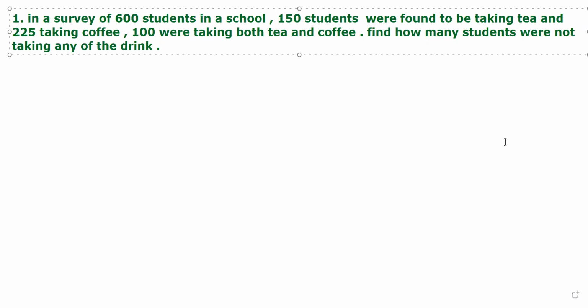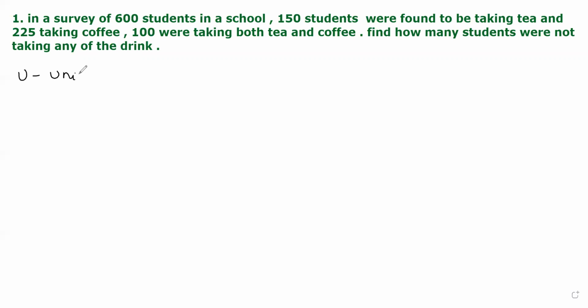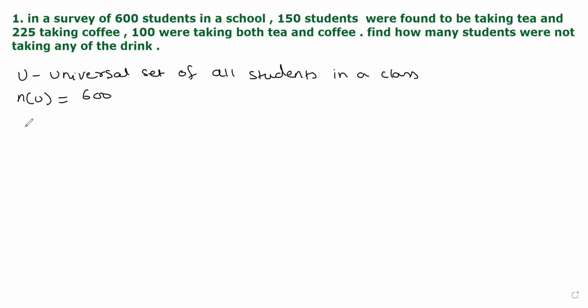So the first one is, in a survey of 600 students in a school, 150 students were found to be taking tea and 225 students were found to be taking coffee. So if U is universal set of all students in a class, number in U is 600.